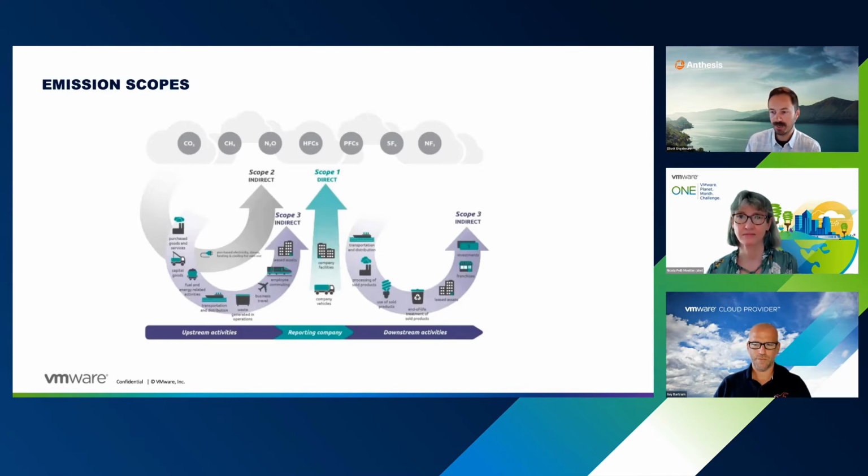And then scope 3, so these are broken into 15 categories of emissions. There are seven upstream and 8 downstream categories, or maybe that's the opposite. But these are things like, you're purchasing materials to construct your data center.